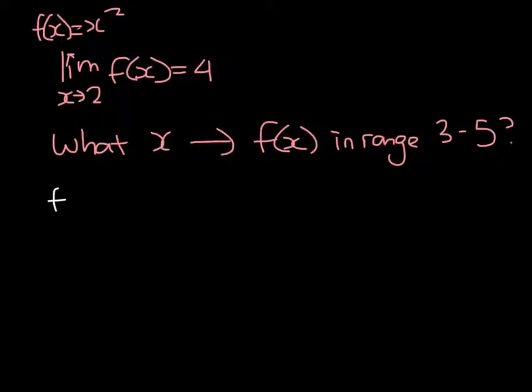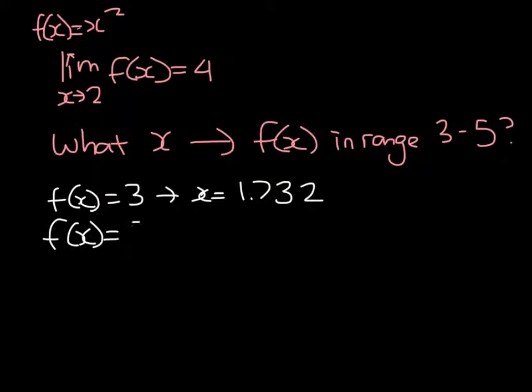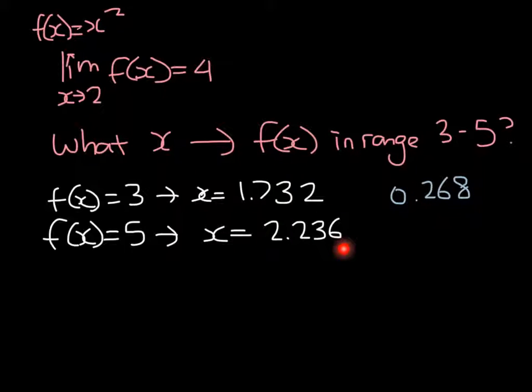Now, the way I can find that is I can just plug in numbers and solve for x. So f of x equals 3 gives me x equals 1.732. I just found that by taking the square root of 3. And similarly, f of x equals 5 means that x equals 2.236. Now, the distance of this number to 2 is equal to about 0.268, and the distance of this number to 2 is equal to about 0.236.